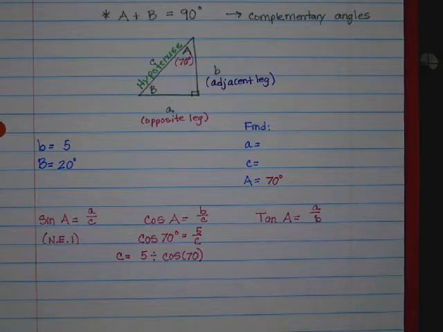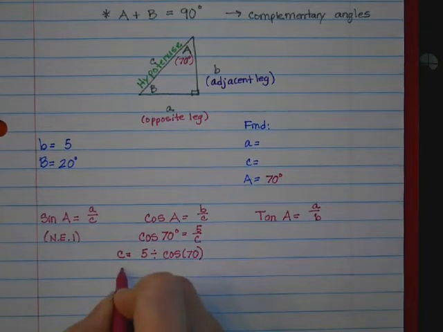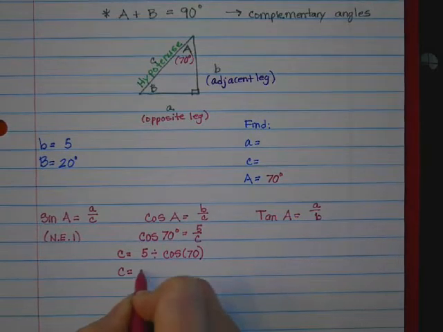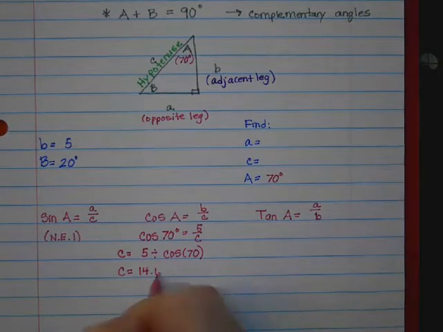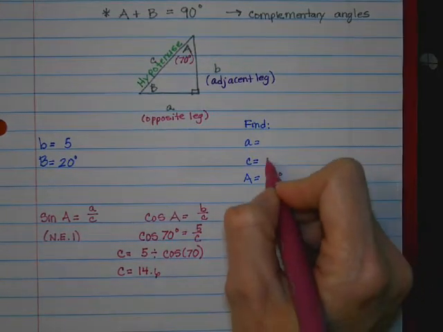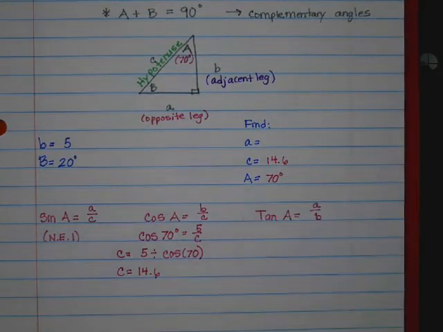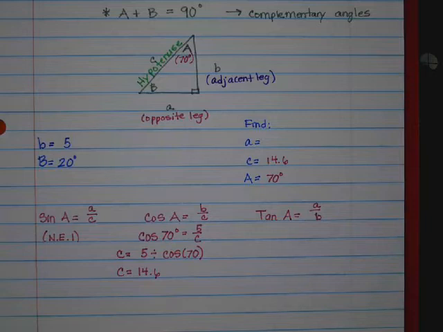So we're going to go ahead and put in our calculators and make sure you are in degree mode. Make sure you click on the degree mode. So we're going to do 5 divided by the cosine of 70. And we're going to round this to the nearest tenth, so 1 decimal place. This will give us 14.6. I'm going to go up here and say that little c is equal to 14.6. Now when you go online, they may tell you to round to 1 decimal place, 2 decimal places, to the nearest tenth or hundredth. So make sure you read how they want you to round.